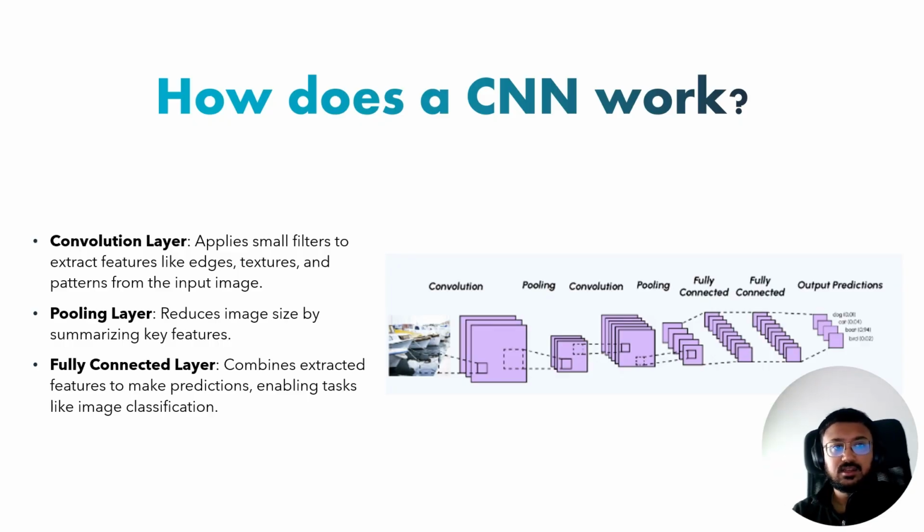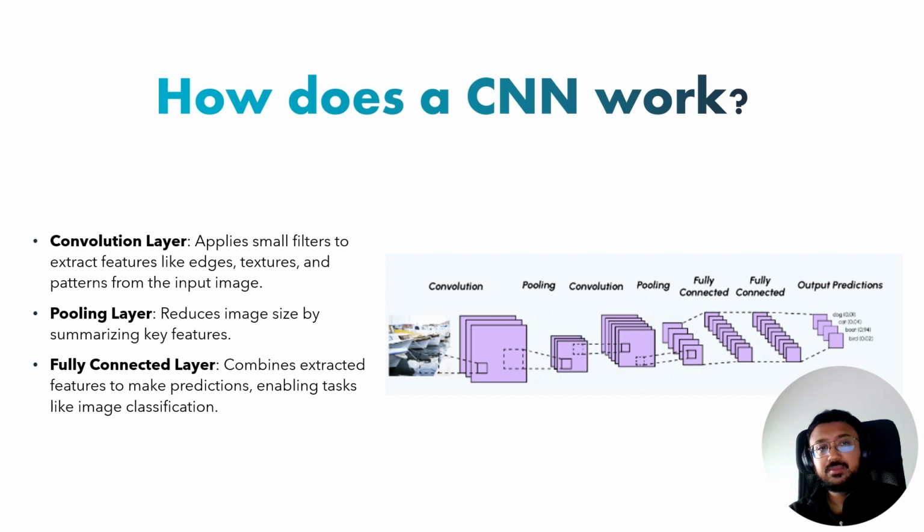So what is a CNN? At its core, a CNN is a type of neural network specifically designed to process grid-like data, such as images or videos. What makes CNNs unique is that they are inspired by how our brains process visual information. Just as our eyes and brain detect shapes, edges, and textures to identify objects, CNNs break down an image into smaller parts to analyze and understand its content.